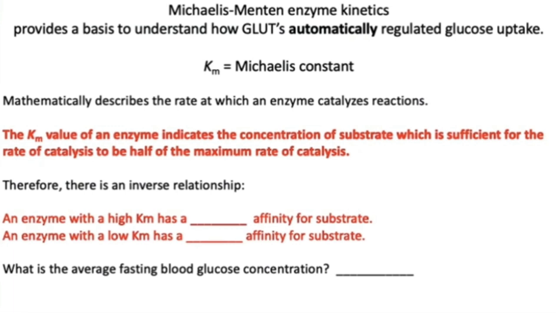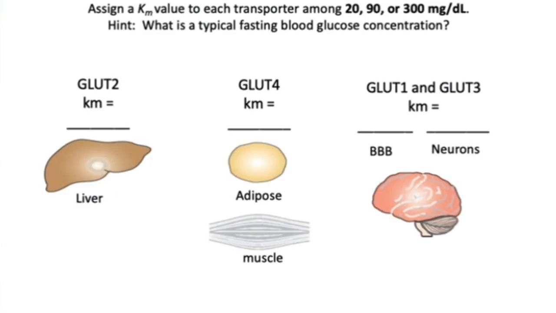What is the average concentration of glucose in the blood? Fasting blood glucose. And I think as a physician, you absolutely need to be familiar with that. It's 70 to 100. Let's say it's about 90. I want you to take these values and tell them which of the transporters they apply to, okay? And just look at the tissue and interpret the word.